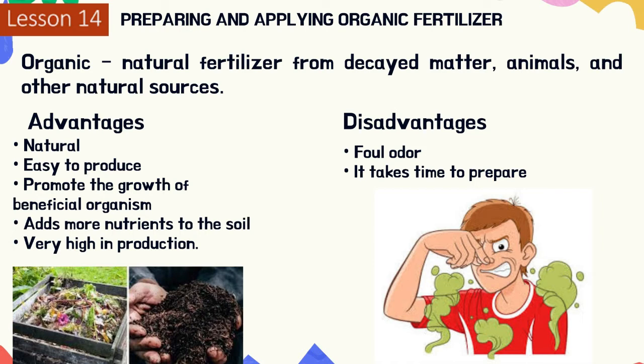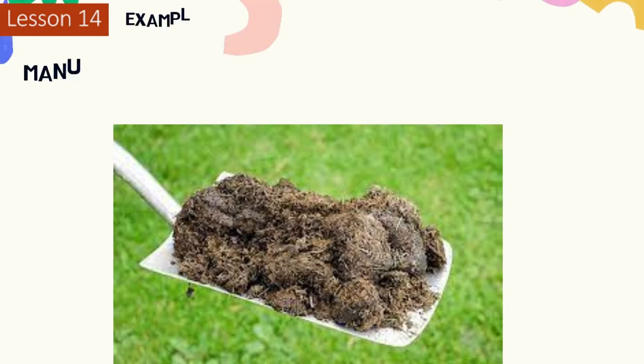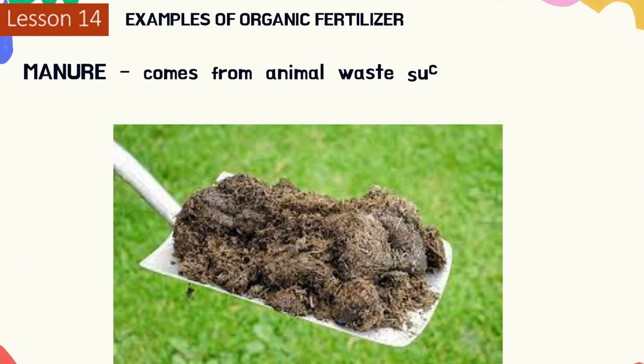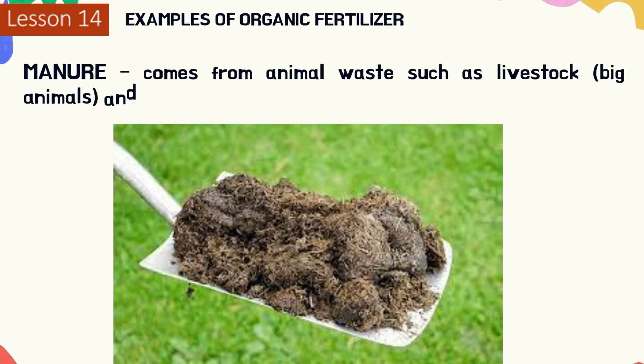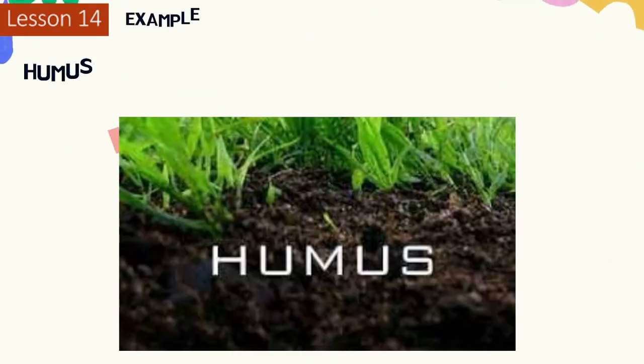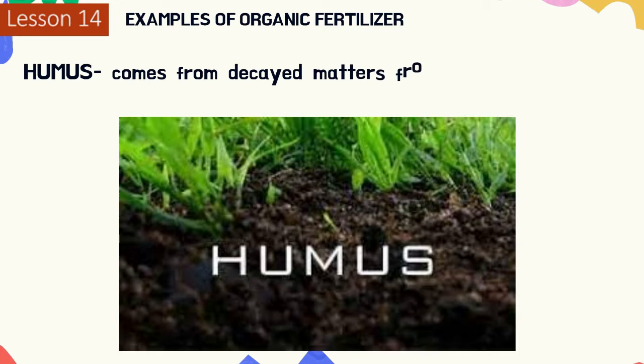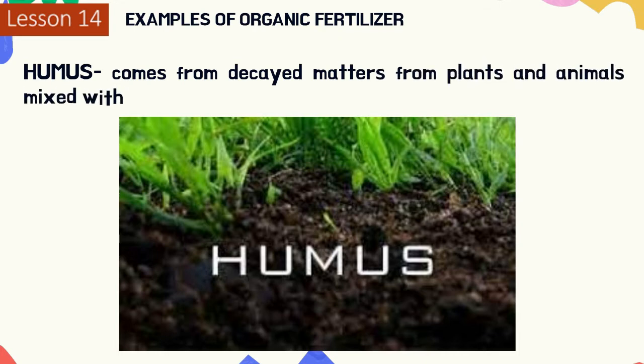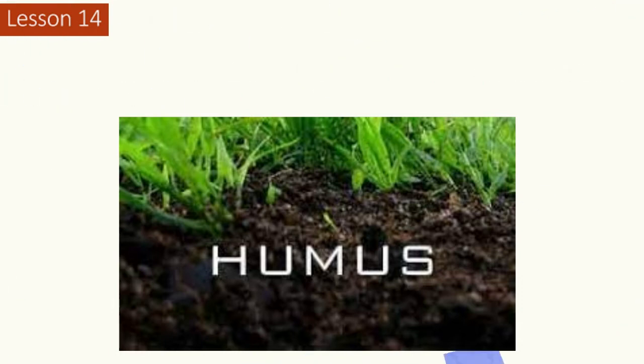Now let's discuss some examples of organic fertilizers. These are some examples. Manure comes from animal waste such as livestock. These are big animals. And poultry or chicken waste. Next, humus comes from decayed matter from plants and animals mixed with soil. Go to the next.